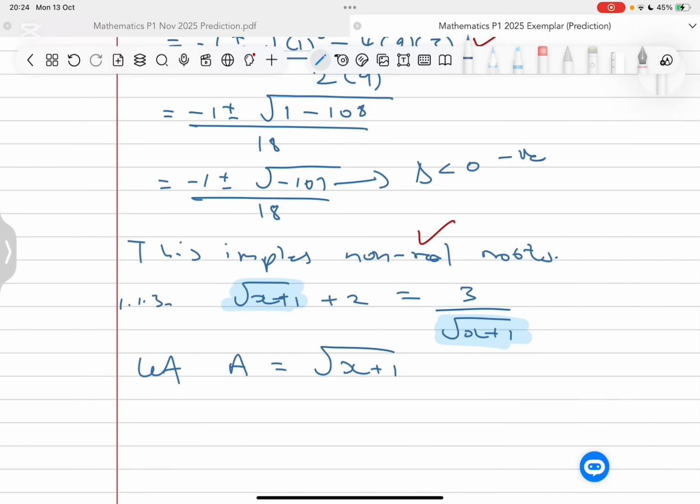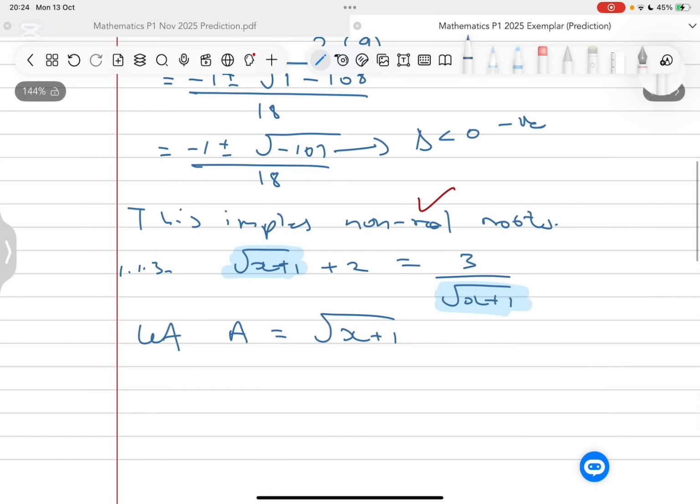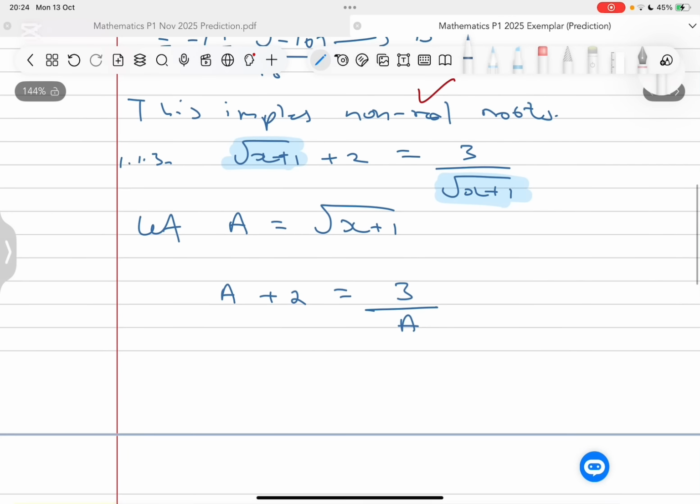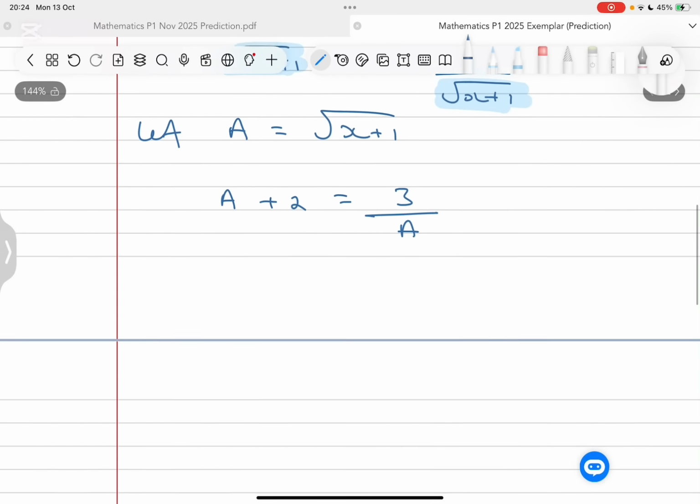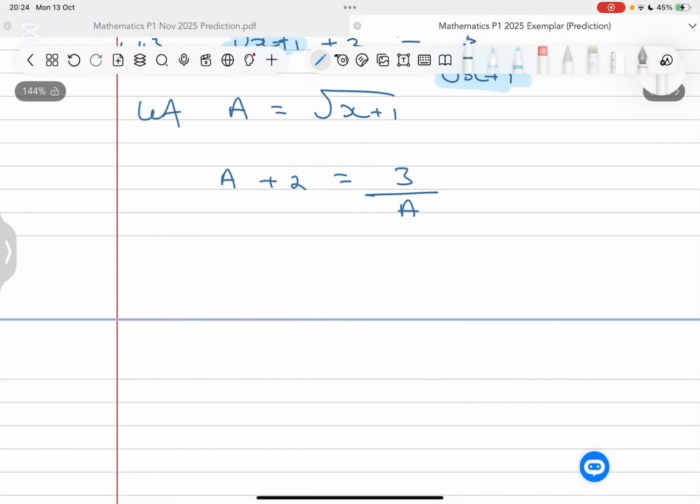Because then now I'm going to substitute a every time I see the root of x plus 1. So this means now here we're going to have a plus 2 equals 3 all over a. Now when you are at this stage, this question will be really sweet. You'll get to enjoy this question. Now at this stage, what I'm going to do is multiply both sides by a and also multiply here by a.